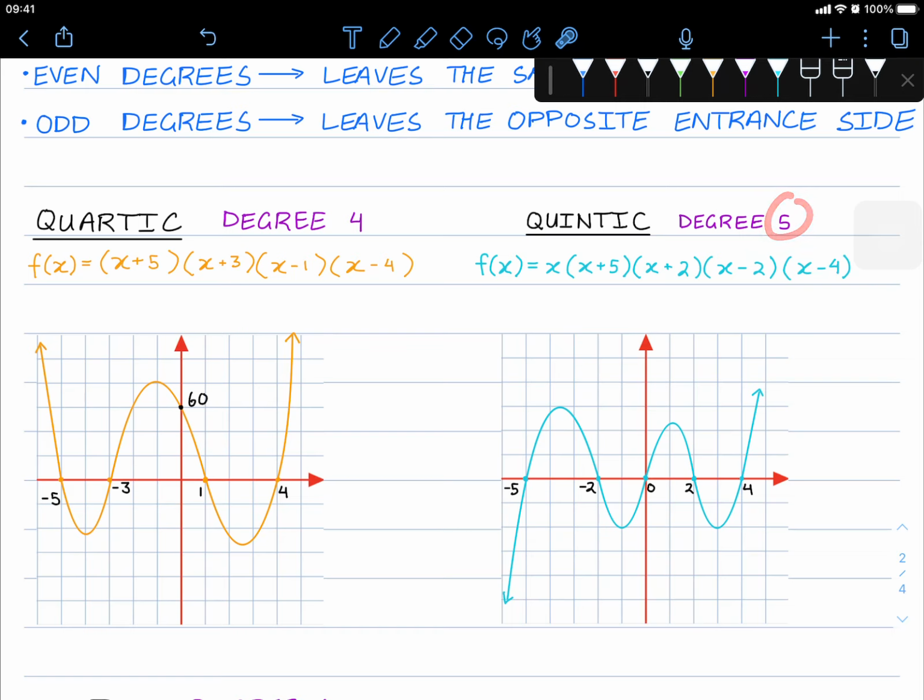For degree 5, exact same thing. These roots correspond to the x-intercepts. This is a root of 0. And since it is odd degree, it starts here, ends there. So it starts here, does its thing in between, and ends on the opposite side.